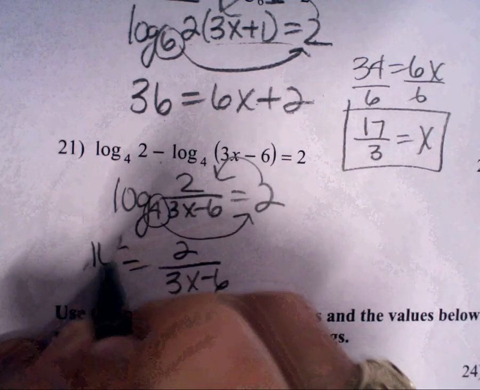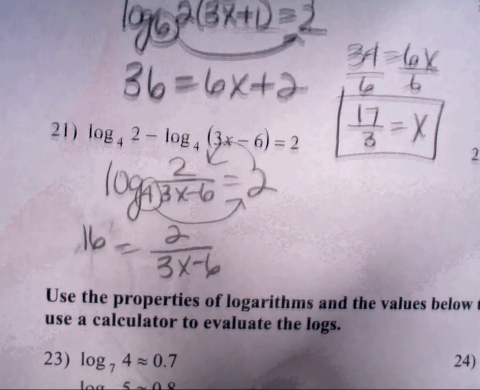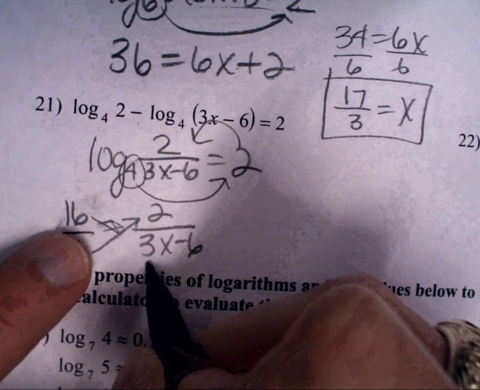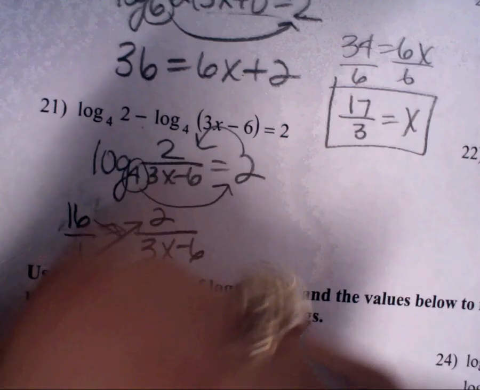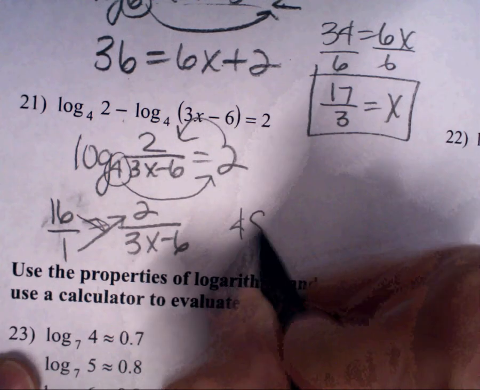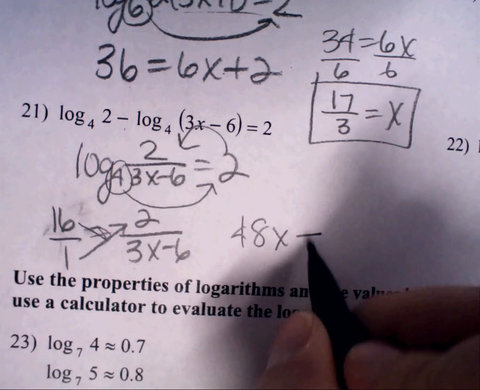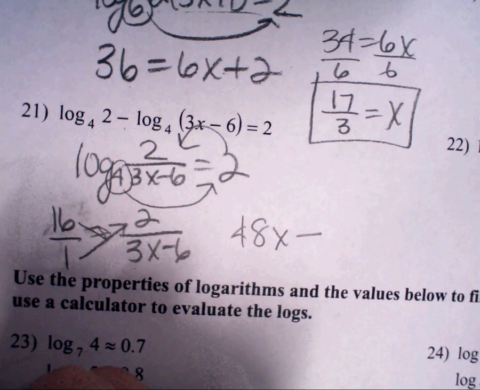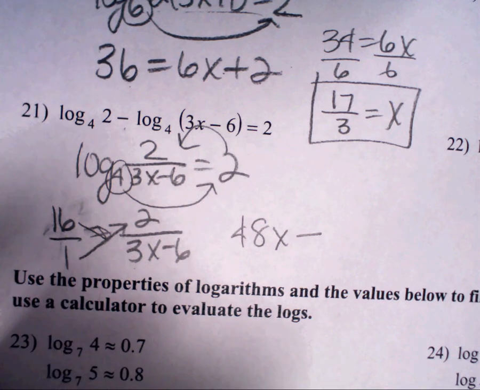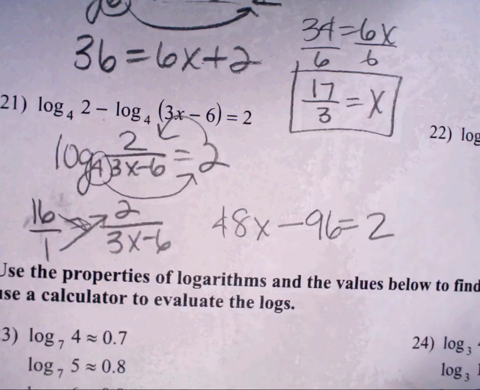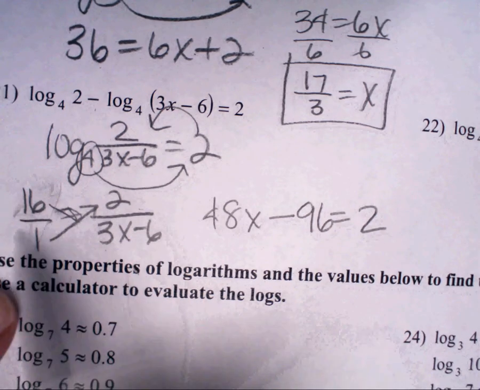We'll make that 4 squared a 16. So I like to make both sides fractions, and then I like to cross multiply. So 16 times 3, I need a calculator, I'll do it real quick. 48x minus 96. Okay, I knew it was 90 something. Equals 2. So when you have a fraction and a non-fraction, make them two fractions, cross multiply.